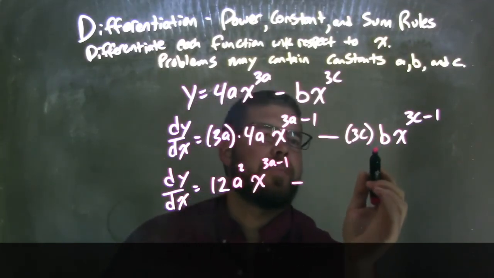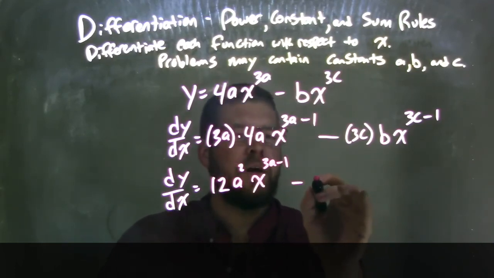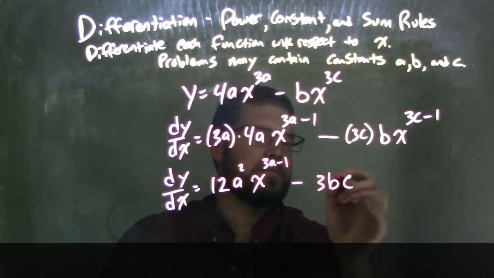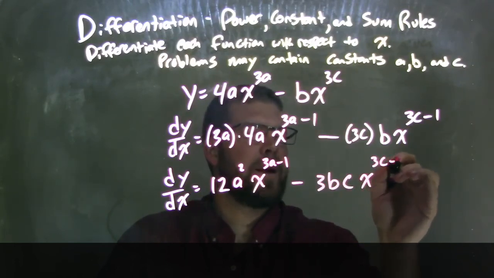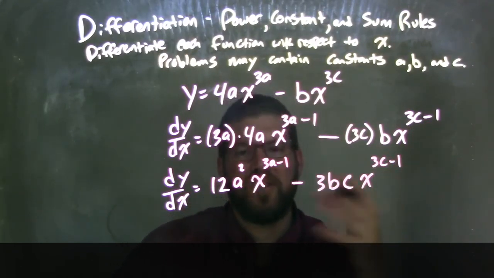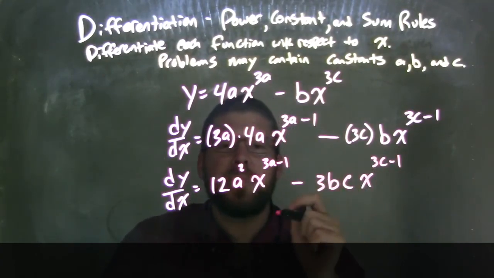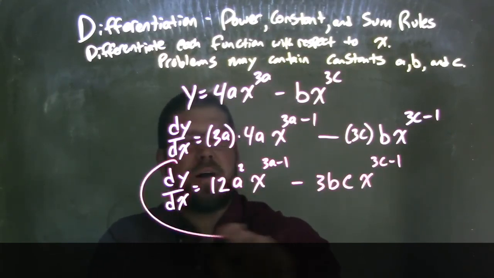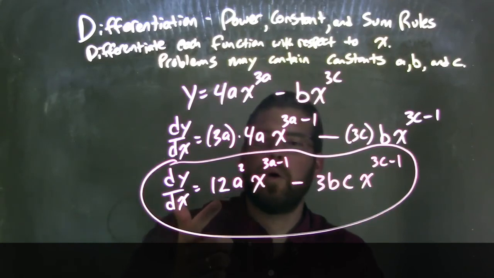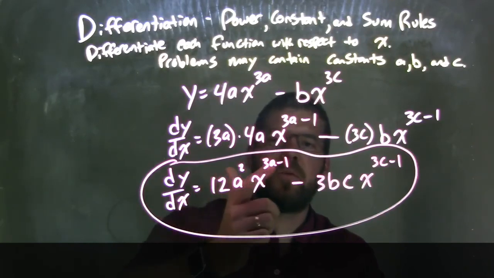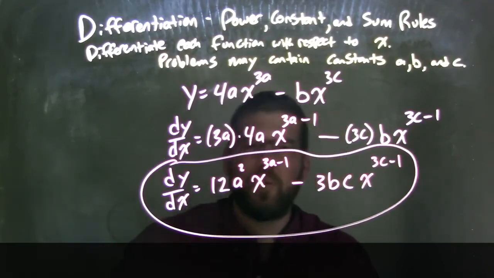Then the right side here. Well, 3 times c times b, let's go alphabetical order. It's called 3bc, x to our exponent now of 3c minus 1. Again, we can't subtract 1 from 3c because we don't know what c is, that constant, to adapt it or change it in any way. And that's it. We actually have our final answer here. It kind of looks pretty complicated, but dy/dx is equal to 12a squared times x to the 3a minus 1 power, minus 3bc x to the 3c minus 1 power.